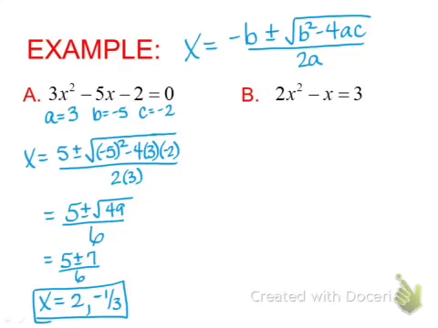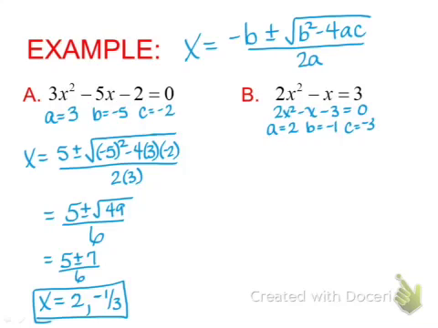Okay, let's slide over here and do this next one. This time I start with 2x squared minus x equals 3. And again, first this needs to be equal to 0 before I can pick out my a, b, and c. So to do that, I start with 2x squared minus x, and I'm going to subtract 3 from both sides. So I end up with 2x squared minus x minus 3 equals 0. Now I'm ready for my a, b, c. A is a positive 2, B is a negative 1, and C happens to be a negative 3.